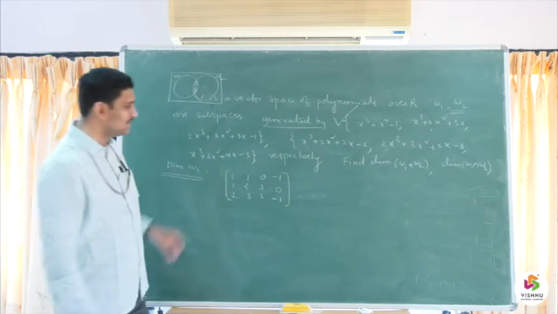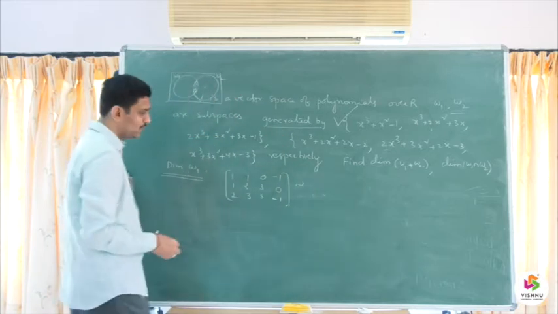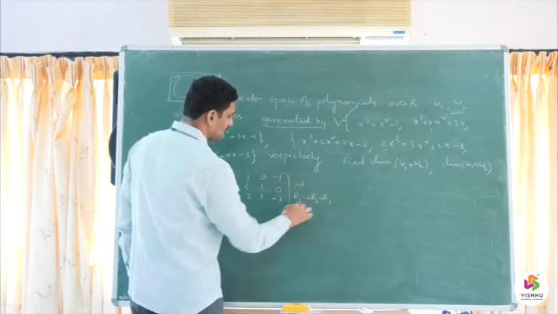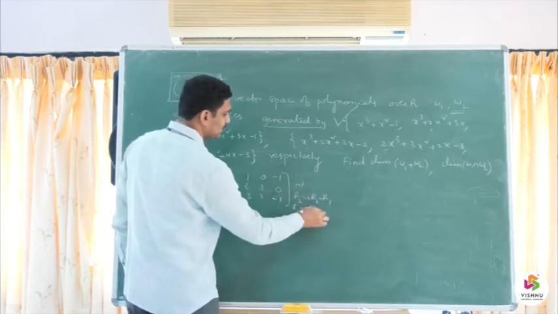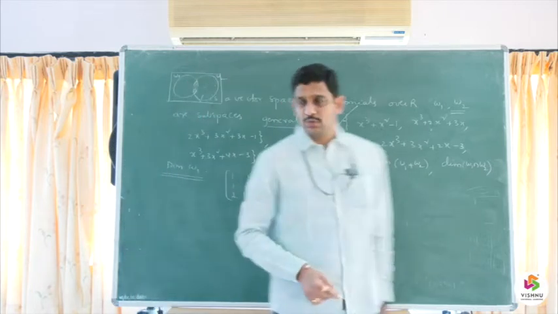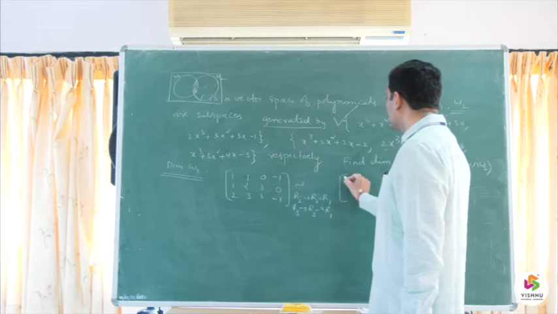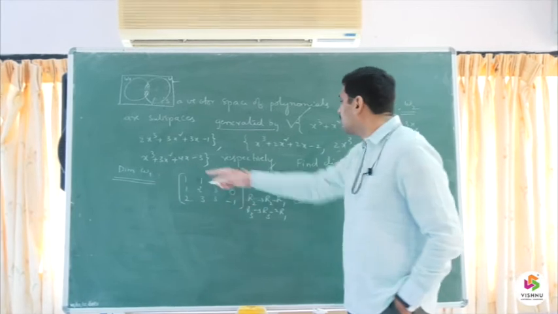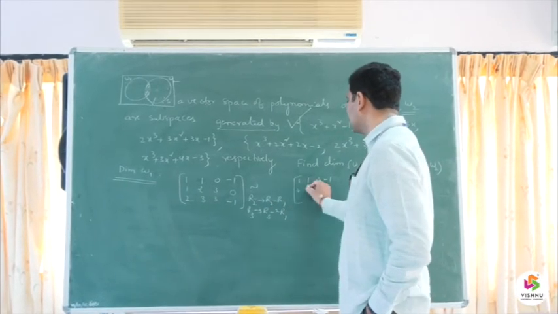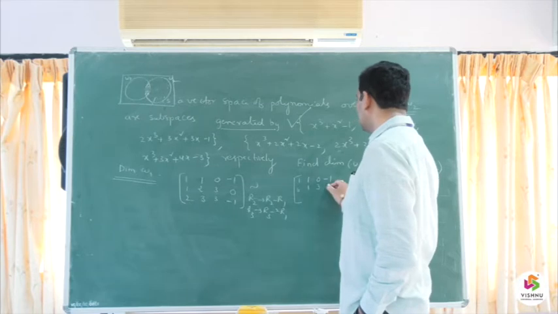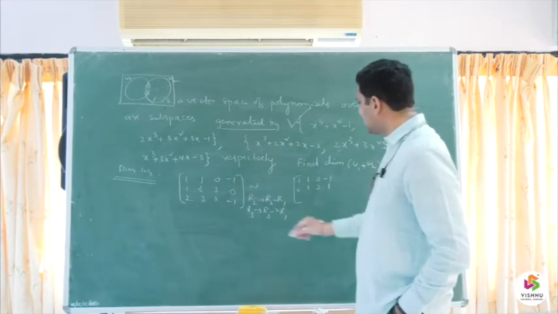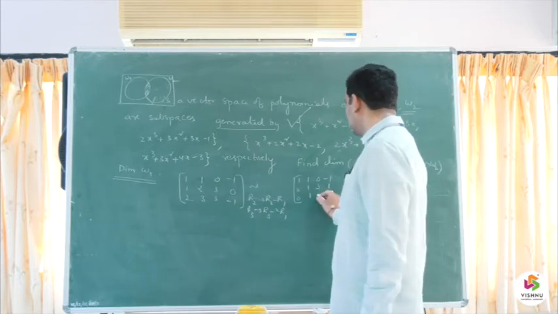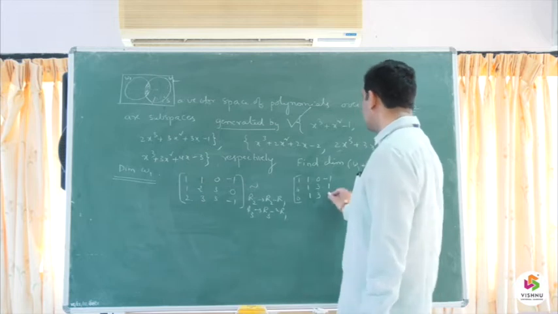Now, I will apply operations on this. How am I going to apply them? You can take R2 tends to R2 minus R1 and R3 tends to R3 minus 2R1. So, this will be equivalent to 1, 1, 0, minus 1; the first row remains as it is. While subtracting, 1 minus 1 is 0, 2 minus 1 is 1, 3 minus 0 is 3, and 0 minus of minus 1 is plus 1. This is 3 minus 2, 1. Again you have 3 minus 1, 1, and this is plus 1.